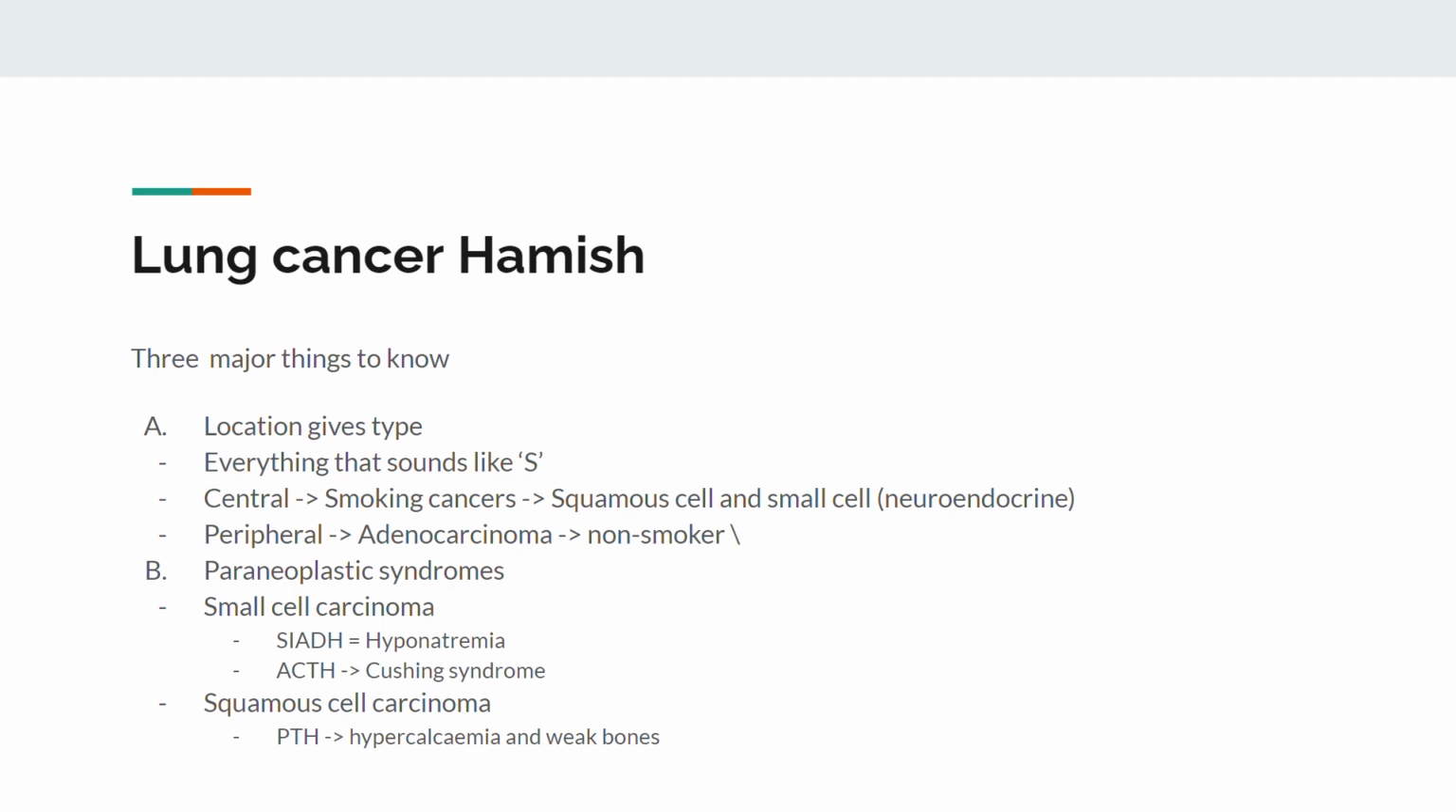Next, you've got your squamous cell carcinoma, and this is most well known to secrete PTH. And with this, you're going to get hypercalcemia and weak bones because PTH, as you might know, works to increase blood calcium levels, and it mostly does this through actions on the kidney, but also to increase bone remodeling and to release the calcium phosphate stored within the bones.